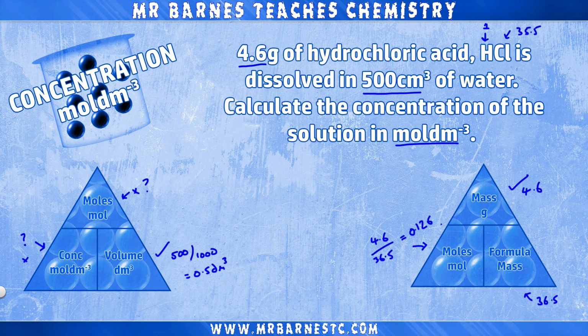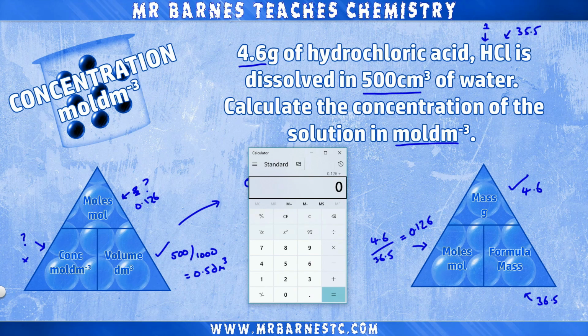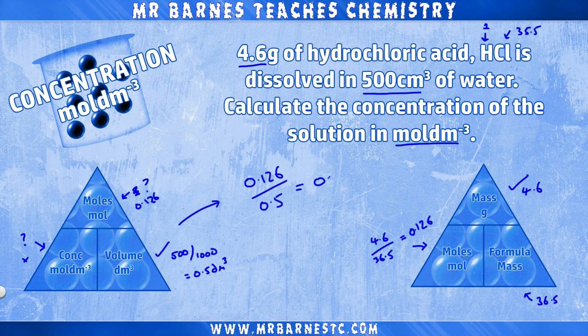We now have the moles, so we can go back to the original triangle and add the moles in. Concentration is moles 0.126 divided by volume, which was 0.5, giving me a concentration of 0.252 moles per decimeter cubed. Now, this is obviously a lot more complicated than the other questions you've seen. There is another simpler way to do this, which involves converting between grams per decimeter cubed and moles per decimeter cubed. So let me show you how we do that.